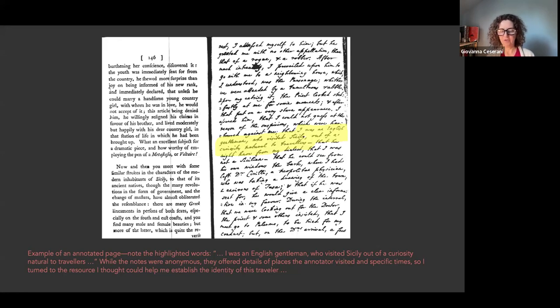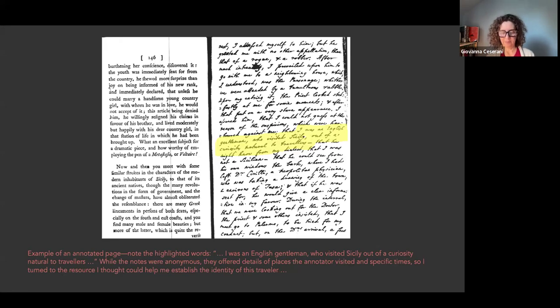And then he also manages, with some trepidation, to communicate, as he recounts. And here are the lines that I've highlighted, and I'm quoting his words: that he is an Englishman who visited Sicily out of curiosity, natural to travelers. So there is so much one could say about this passage, about the linguistic and visual misunderstandings between the external visitor and the local people that are contained in this episode.